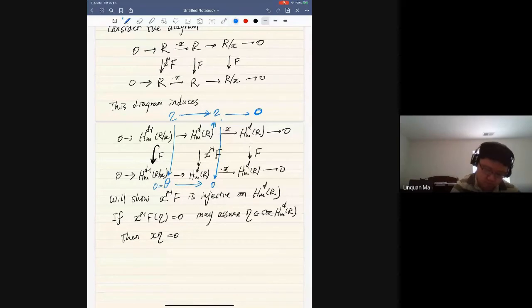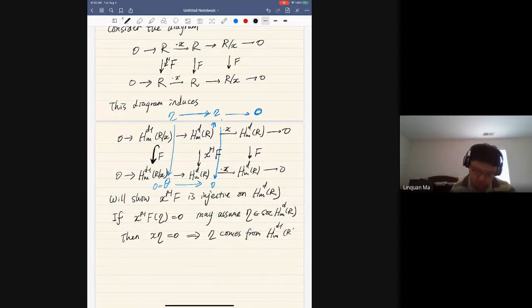So let me just conclude by words here. If I pick eta in the kernel of H^d_m(R) such that it also lies in the kernel of this middle vertical map, right? So then x times eta is equal to 0. So then that basically shows eta comes from H^{d-1}_m(R/x).